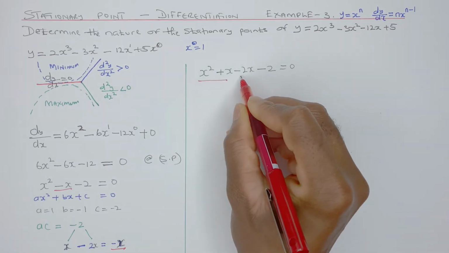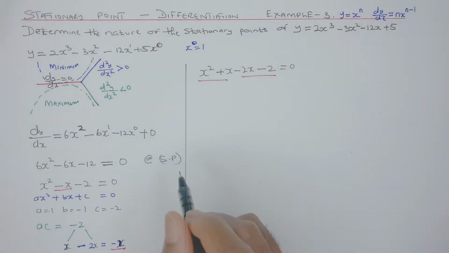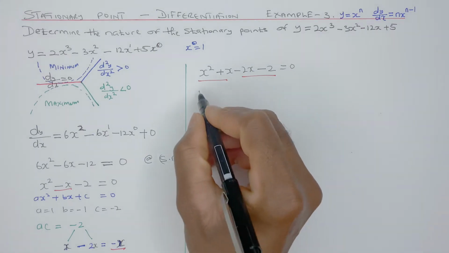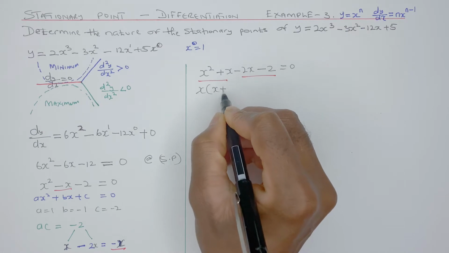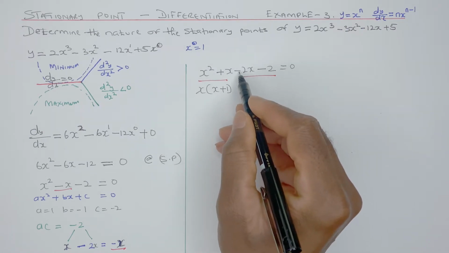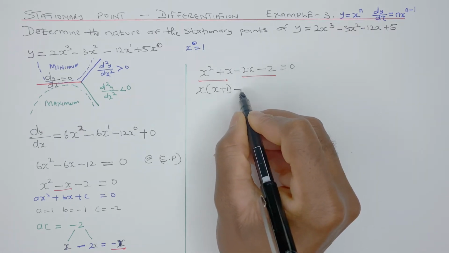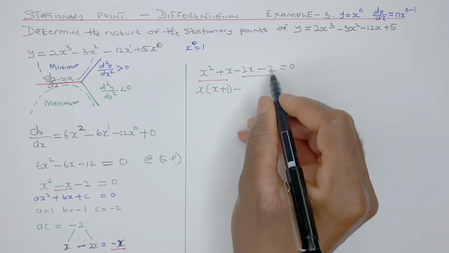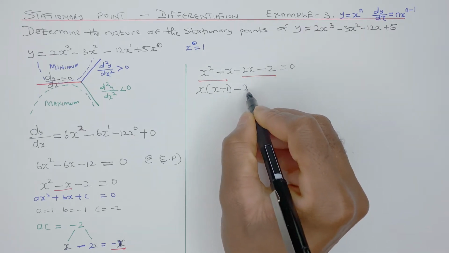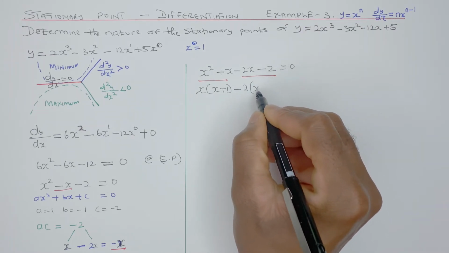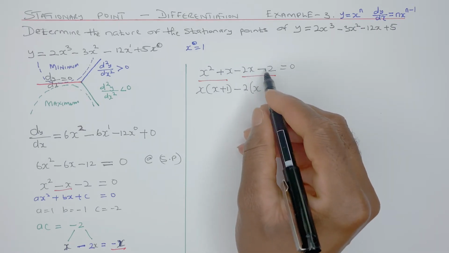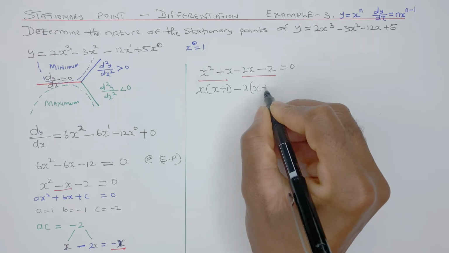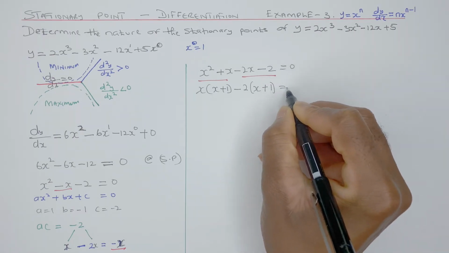There's a common factor here. x is the common factor, so if I take x out, I get x plus 1. Because there's a minus here, and there's a 2 common factor here, I'll take minus 2 out, and that'll be x. Because I've taken minus out, the sign next to it will change. So this will be plus 1 equal to 0.